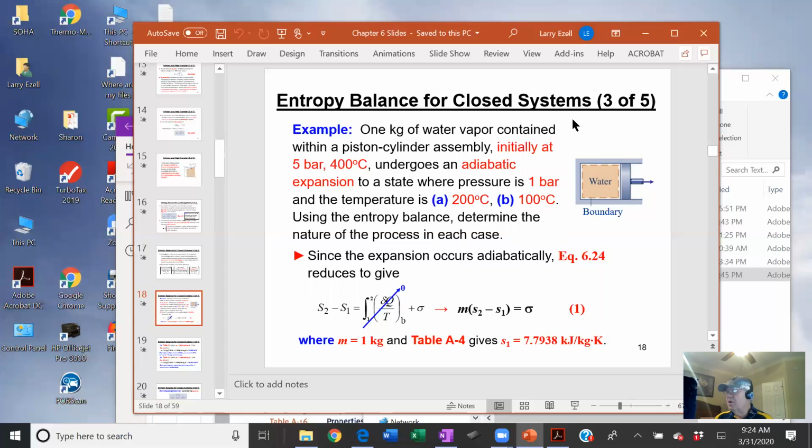1 kilogram of water vapor contained within a piston cylinder assembly is initially at 5 bar, 400 degrees C. It undergoes an adiabatic expansion to a state where the pressure is 1 bar and the temperature is, in two cases, A, 200 degrees C, B, 100 degrees C. Using the entropy balance equation, determine the nature of the process in each case. So now we have to actually solve this equation we've been toying with.